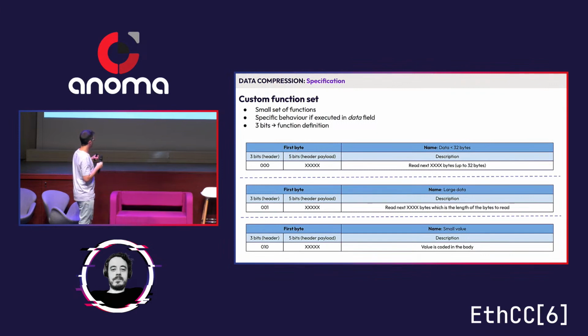And here, basically, is all the function set that we define in order to do the data compression. Okay? So we have the first byte. The first 3 bits of this byte define what function to apply. And then we have the least significant 5 bits, which we call the header payload. So for example, for the first one, in order to encode 32 bytes, in the header payload we put the amount of bytes to read. If you want to encode more than 32 bytes, then we put in the header payload the length of the bytes to read.